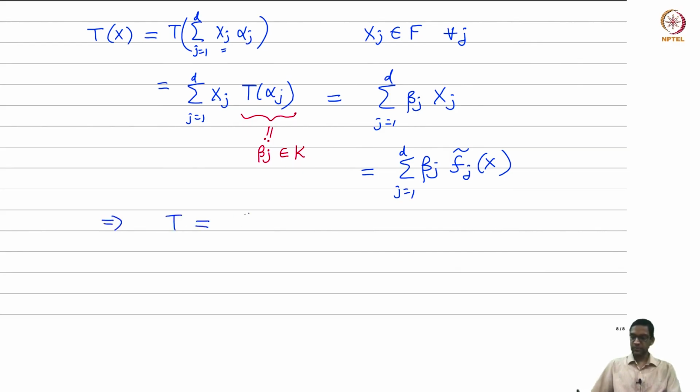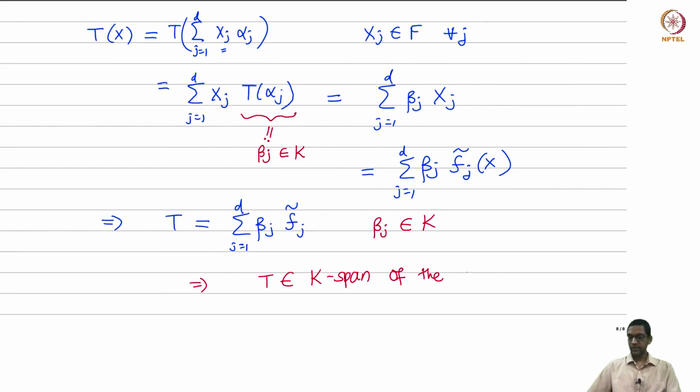So what we have shown finally is that T is just this linear combination, the sum of beta j fj tilde. And that's exactly what we set out to prove. The key point, recall, is that the beta j's are now elements of K, not necessarily elements of F. That's really what makes the proof work. So this means that T belongs to the K-span of the fj tildes.